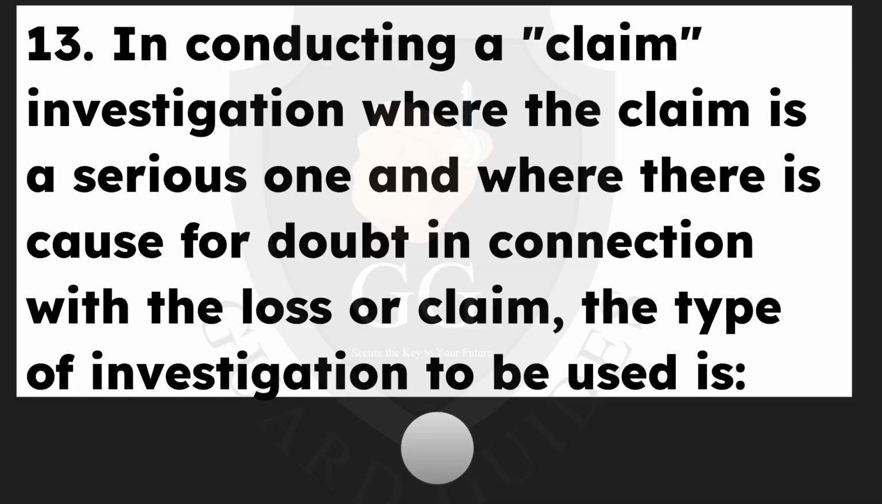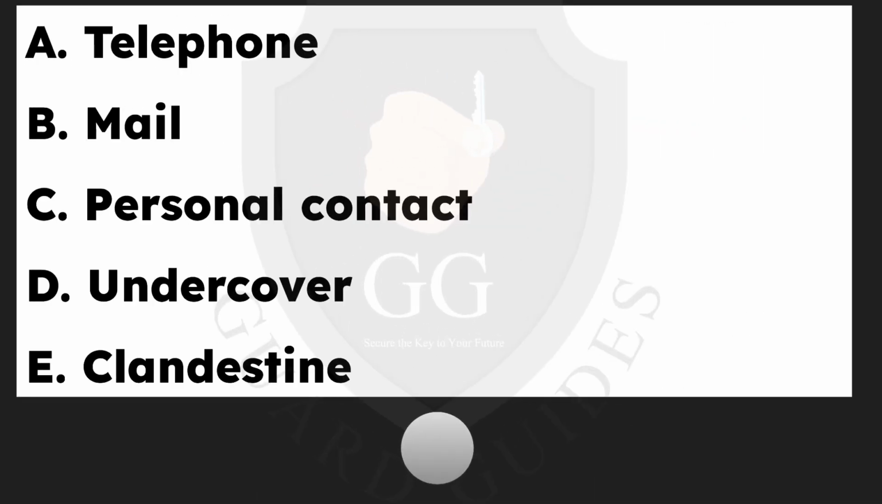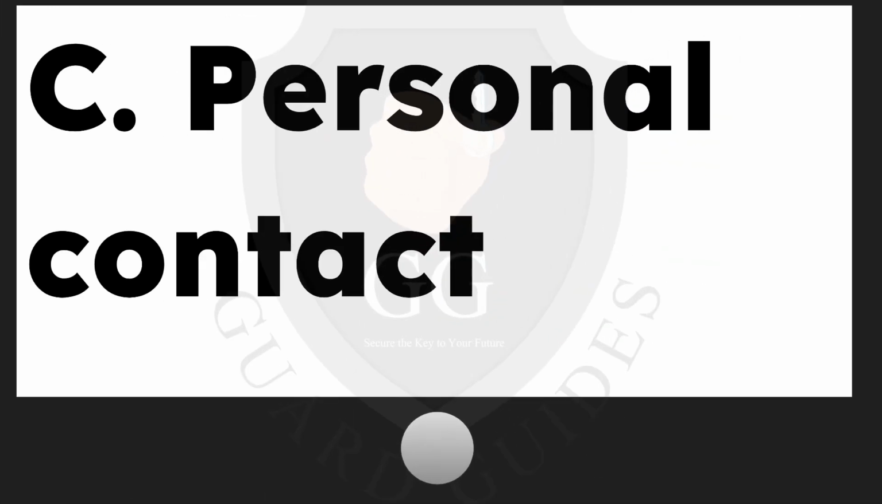Number 13. In conducting a claim investigation where the claim is a serious one and where there is cause for doubt in connection with the loss or claim, the type of investigation to be used is A, telephone. B, mail. C, personal contact. D, undercover. Or E, clandestine. The answer is C, personal contact.